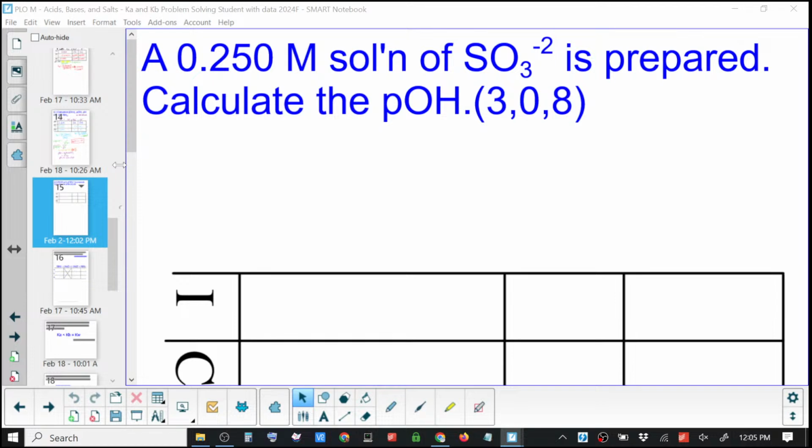What is it that you prepared? What is the chemical involved? Don't look there, look at the question. What is the chemical? So why does your equation start with HSO3? That's fair. There you go.